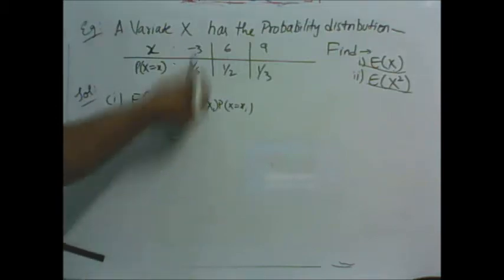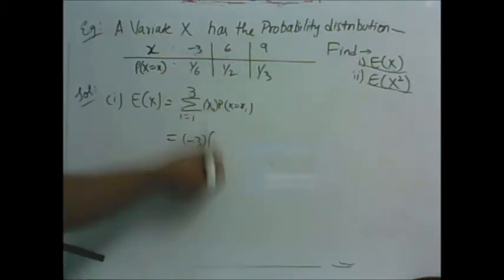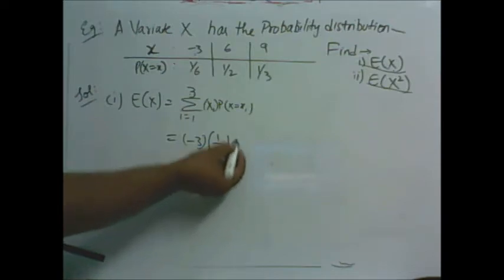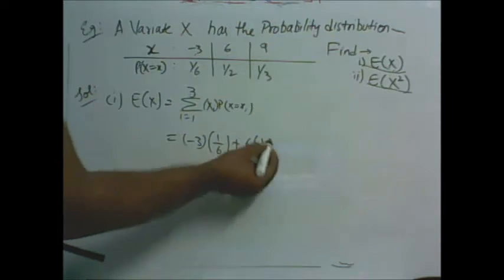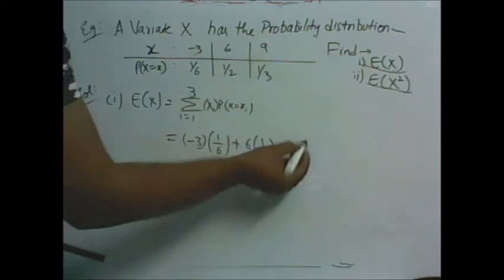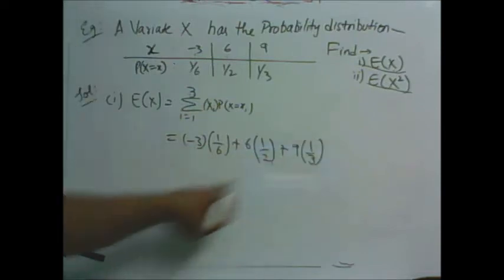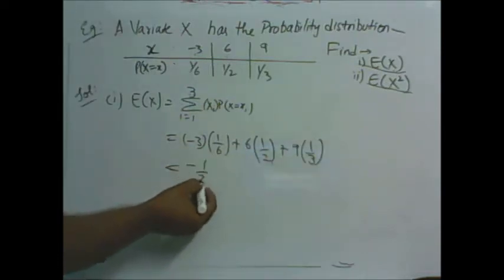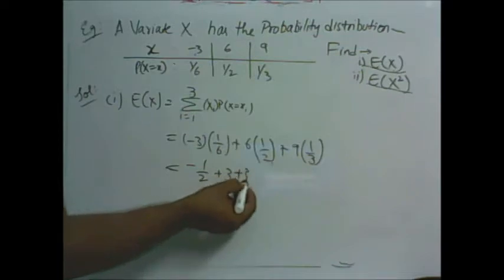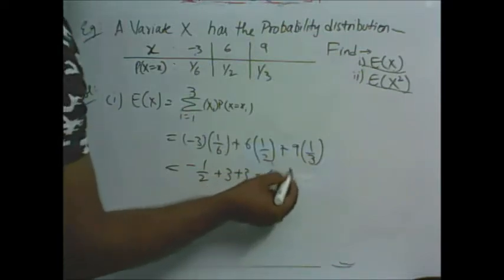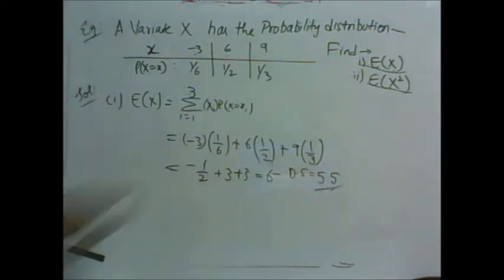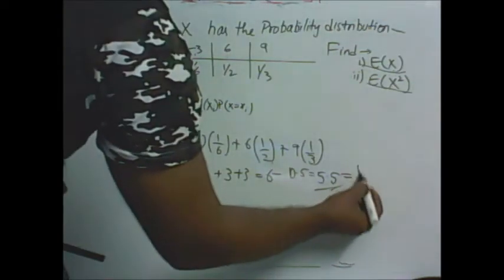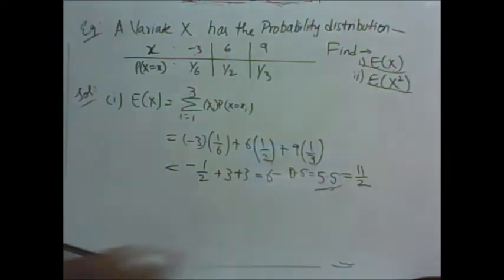So which is equal to xi, meaning minus 3 into its probability 1 by 6, plus when x is 6, its probability is 1 by 2, plus x is 9, then its probability is 1 by 3. So this will be minus 1 by 2 plus 3 plus 3, which is equal to 6 minus 0.5, which is equal to 5.5. Hope it is clear for all of you. Or this we can also write as 11 by 2.